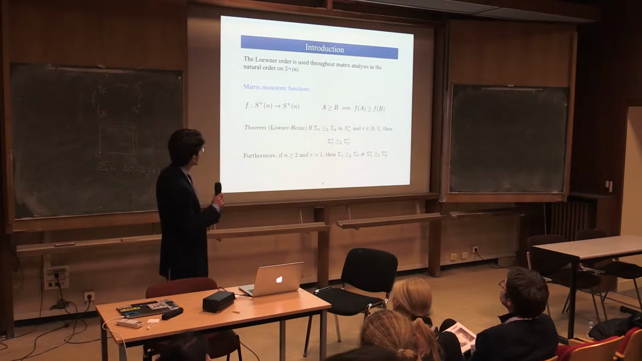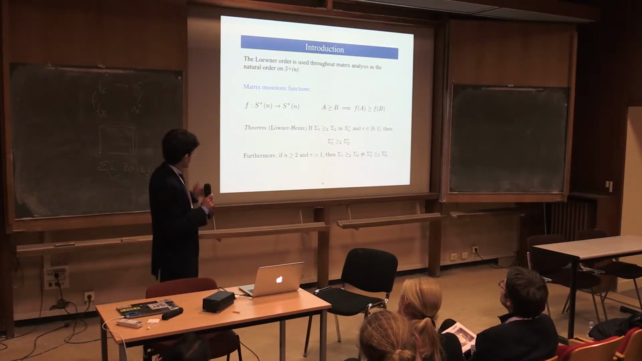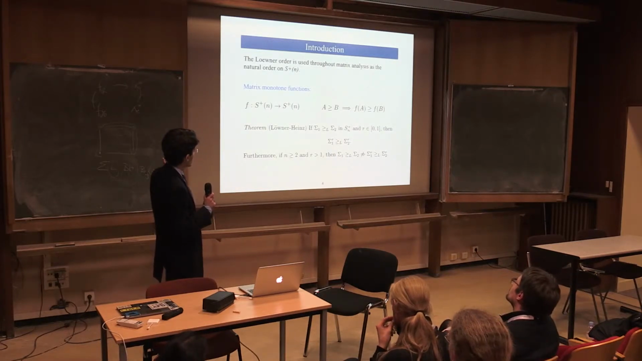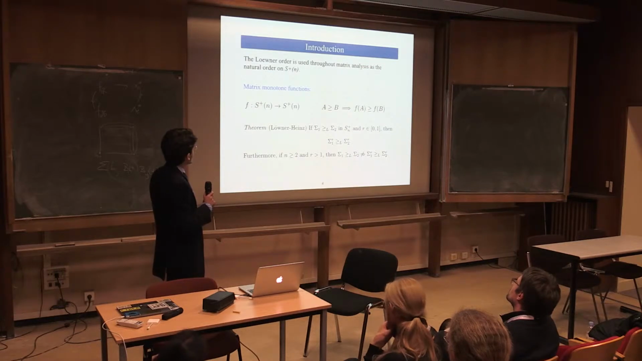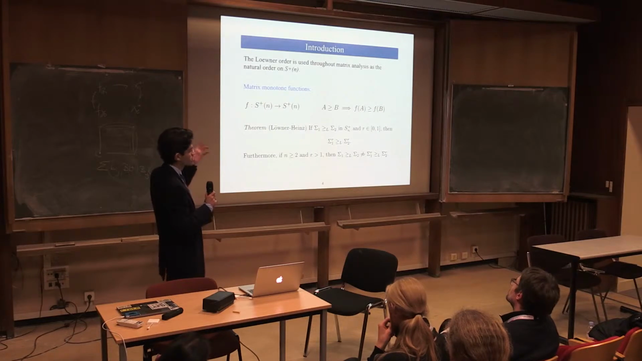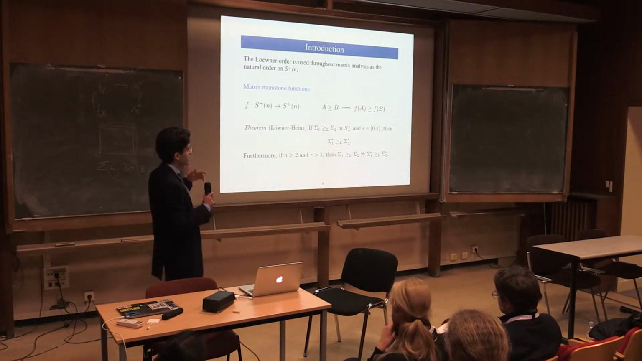The Löwner order is used throughout matrix analysis as a natural order on S plus n. It's taken for granted as something that's given, and it plays a foundational role in many areas. One important area is the theory of matrix monotone functions, whereby we're interested in mappings f from S plus n to S plus n. We say that such a map is monotone if it preserves the order, or causal structure, as given by the Löwner order. So if A is greater than or equal to B, then f of A being greater than or equal to f of B would mean that f is monotone.